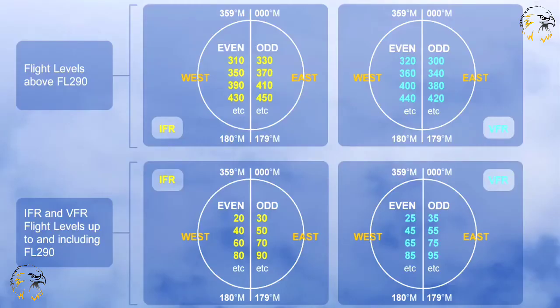Vertical separation is achieved by requiring aircraft, using the same altimeter settings, to fly at different levels, expressed in terms of flight levels or altitudes, dependent upon magnetic track.